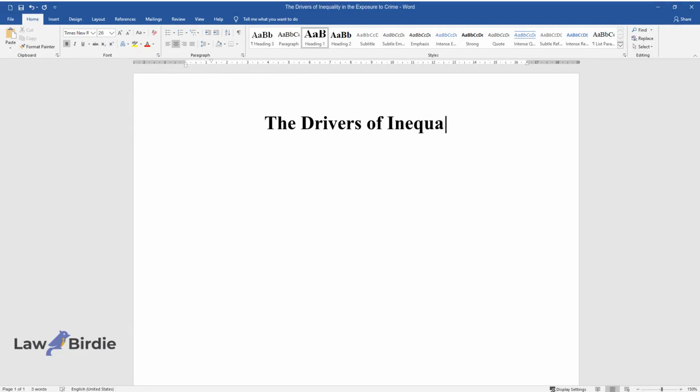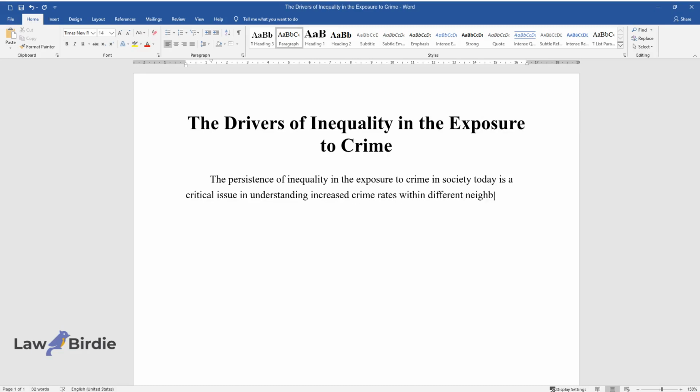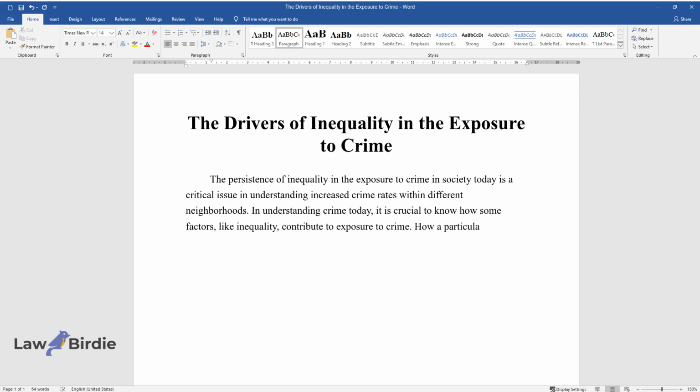The drivers of inequality and the exposure to crime. The persistence of inequality and the exposure to crime in society today is a critical issue in understanding increased crime rates within different neighborhoods. In understanding crime today, it is crucial to know how some factors, like inequality, contribute to exposure to crime. How a particular society is organized and the community's resources can significantly affect its vulnerability to crime.